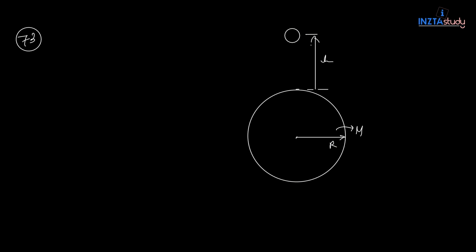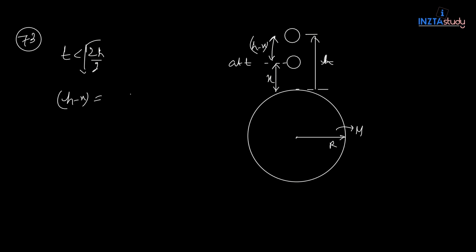Okay, so for time less than root under 2h by g, it will fall, or we can say that the time of fall will be root under 2h by g. So for the time less than root under 2h by g, let at any time t the ball be at a height of x from below. So this is x, so this is going to be h minus x. So we can say that h minus x is equal to half g t square. Let it be equation 1.